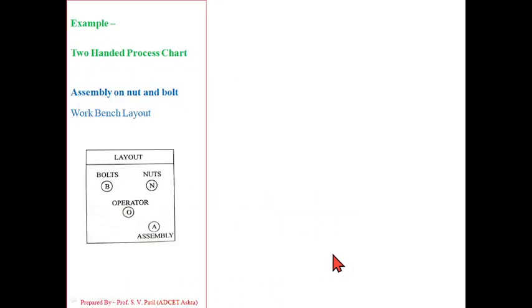We'll discuss how to prepare this two-hand process chart by taking one example. The example is the assembly of a nut and bolt. We know nuts and bolts are used as fasteners. This is the layout where workers are supposed to perform that assembly activity.